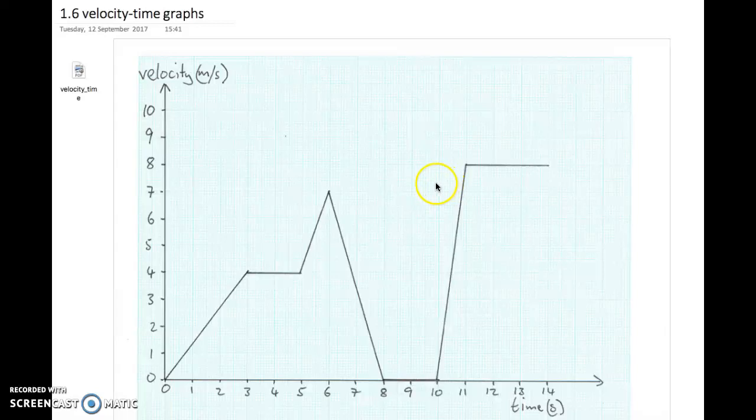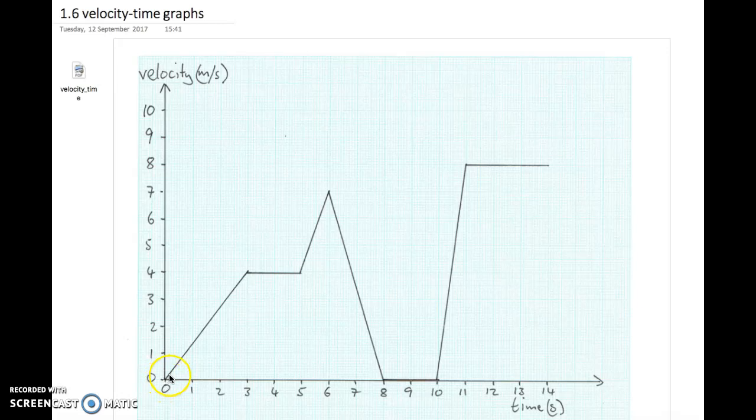Okay, what information can we find out from a velocity time graph? First of all, when you see a motion graph, make sure you take a look at the y-axis, so you know what you're dealing with. You're dealing with a velocity time graph, velocity in meters per second, not a distance time graph. So make sure you know what you're dealing with. Let's first of all see what the graph is telling us about the motion.